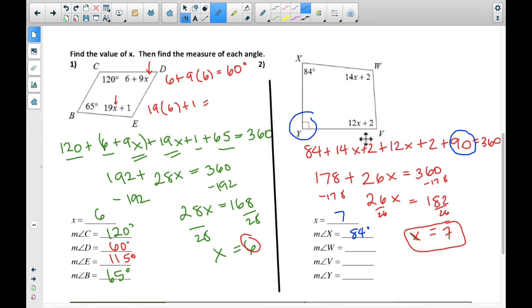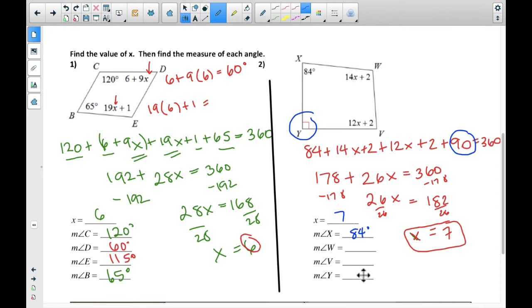So when I solve this equation, I get x equals 7, so I know that's 7. I should probably also clarify, this is a capital X, and this is a lowercase x. So there's a difference there. But capital X, the measure of angle X, is 84 degrees.